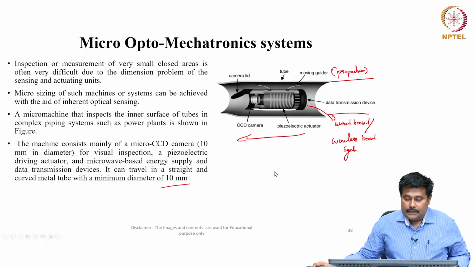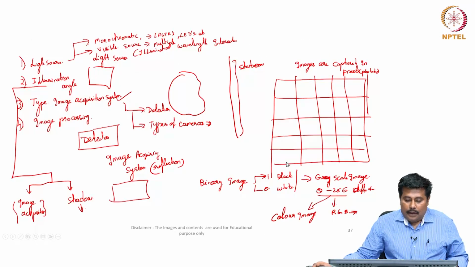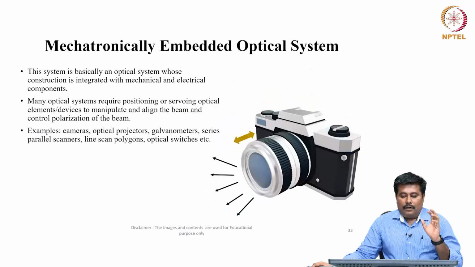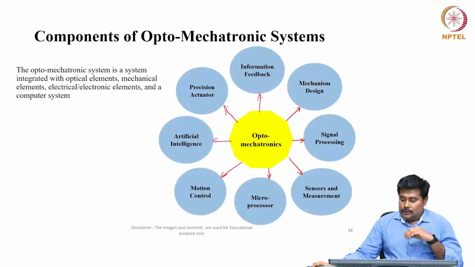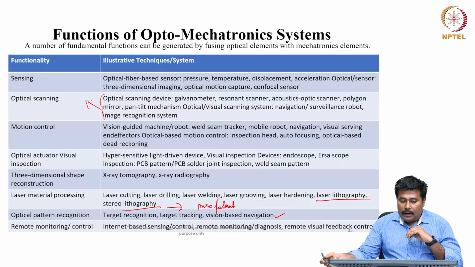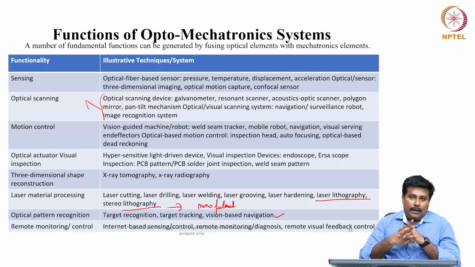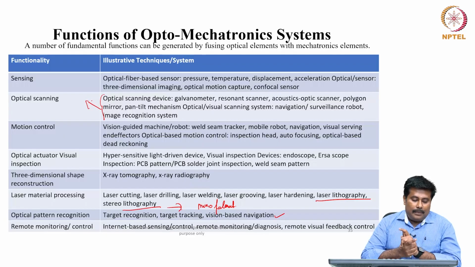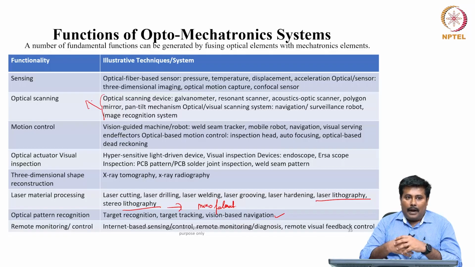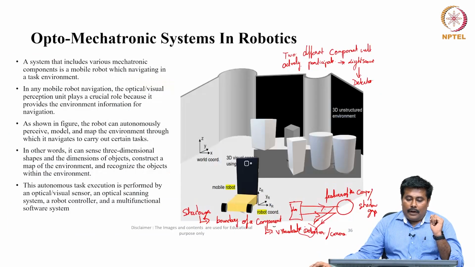So we have been discussing the overall functionality of optomechatronic systems, the different functions of an optomechatronic system. The various functions involved are sensing, optical scanning, motion control, an optical actuator with visual inspection, three-dimensional shape construction, laser material processing, optical pattern recognition, and real-time monitoring and control.